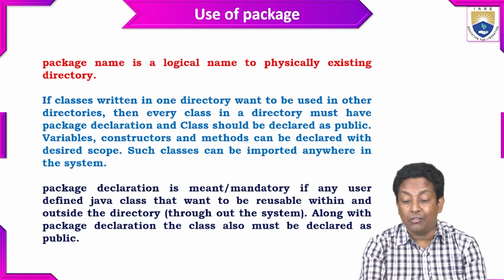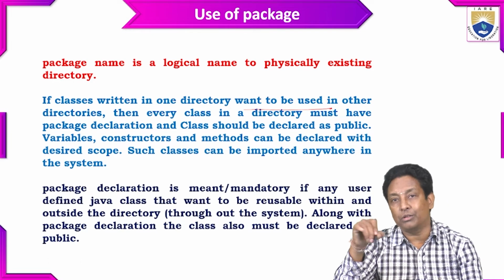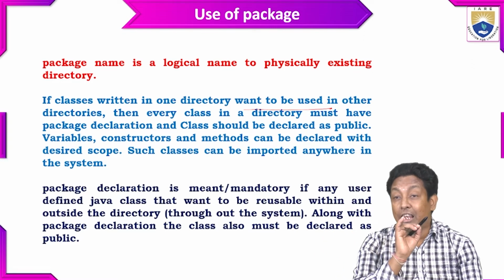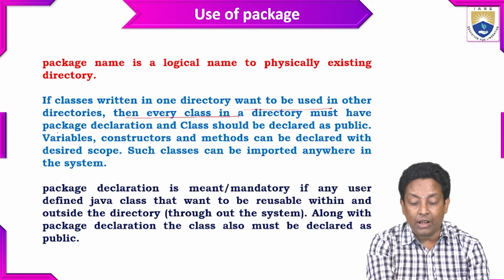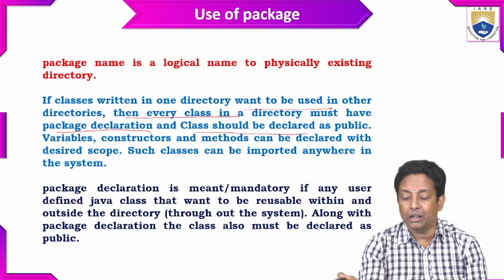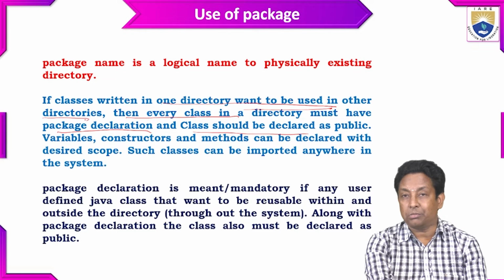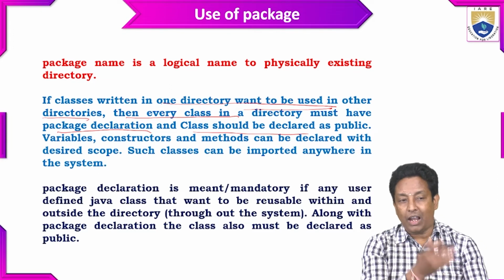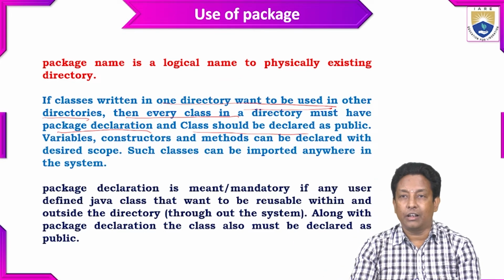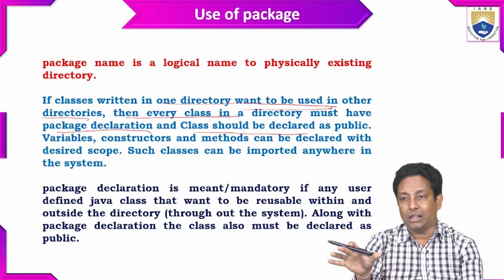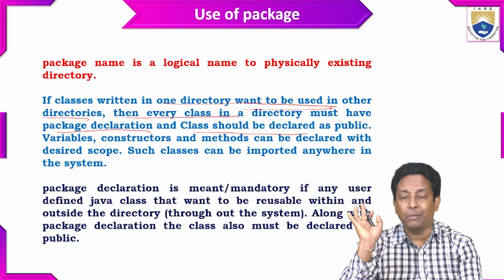If a class written in one directory wants to be used in other directories, then every class in that directory must have a package declaration and the class should be declared as public. Suppose, for example, in one directory you have some 4 to 5 classes, and all of them want to be available outside the directory. Then what we need to do is, in all 4 to 5 classes, declare the current directory name as the package declaration, and all the classes should be declared as public.